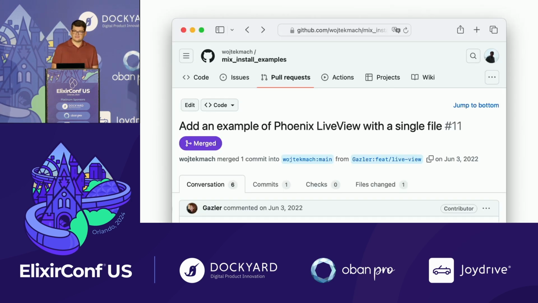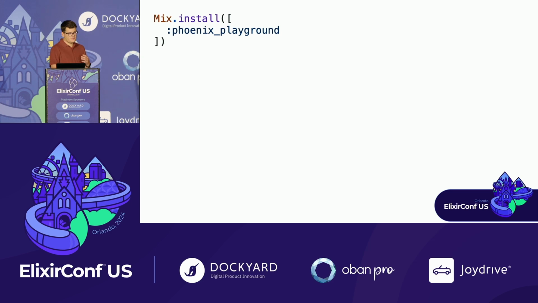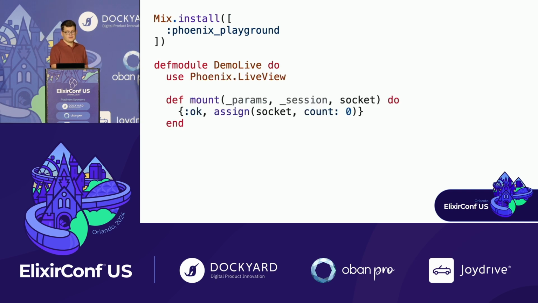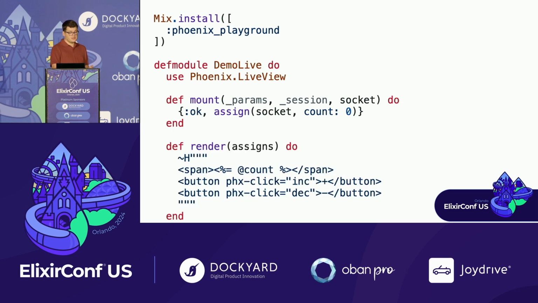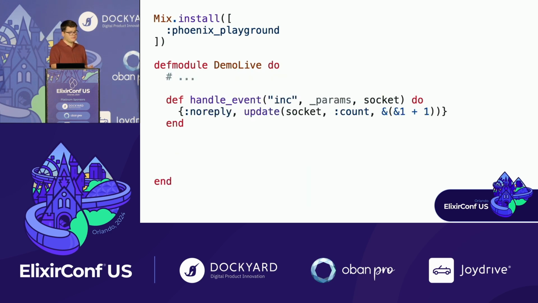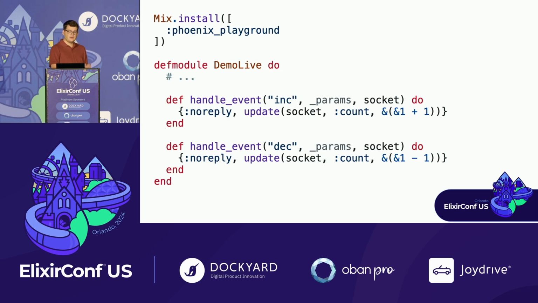And like many or most of my great ideas, it started with something from Gary from the Phoenix team. So mix install Phoenix Playground, and we can just define LiveView modules. So use Phoenix LiveView, define mount. Here we are going to assign count, start with 0, define render, display the count, display buttons, and then have handle events for them, increase the counter, decrease the counter. And now, just one line, Phoenix Playground start, and that's it.